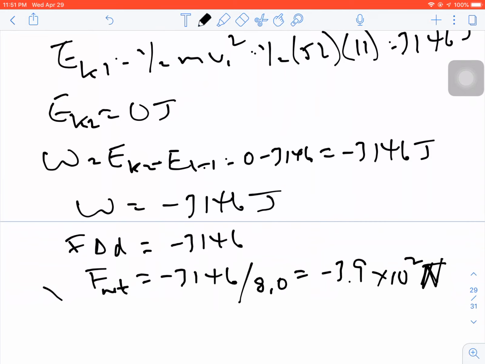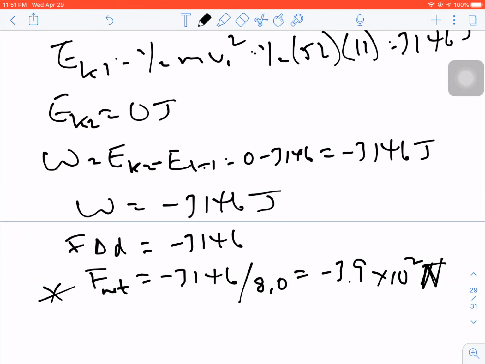So for sure, F net work is going to be negative because F net has to be negative. The second thing that you know for sure is that the work has to be negative, because at the end the energy is gone. I'm starting with energy that is going to be gone at the end.